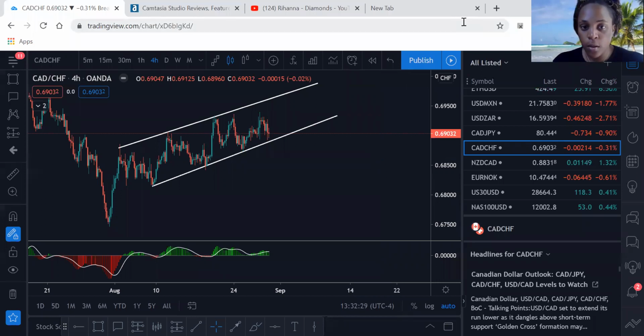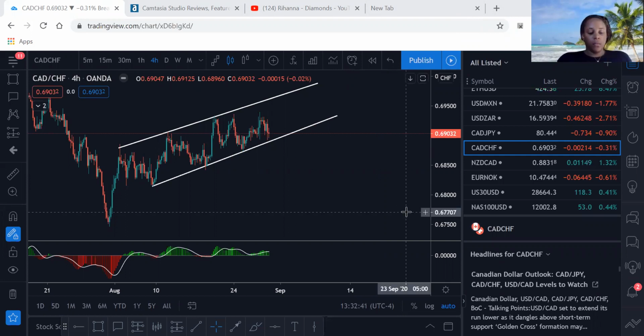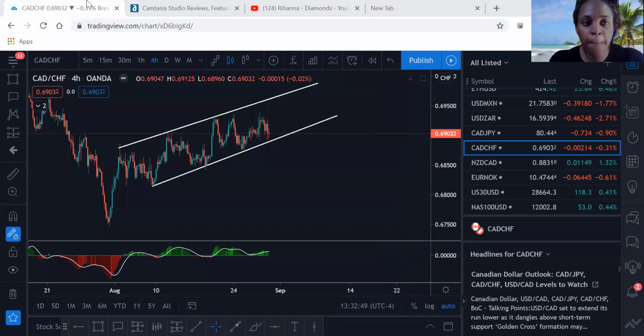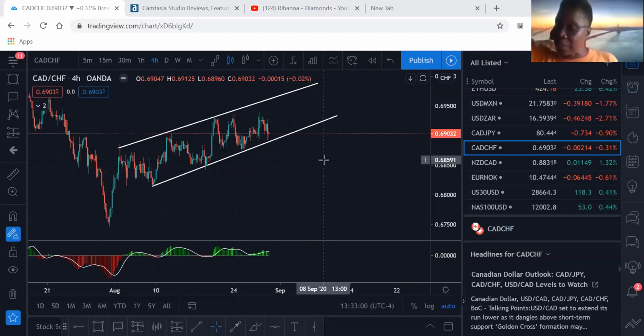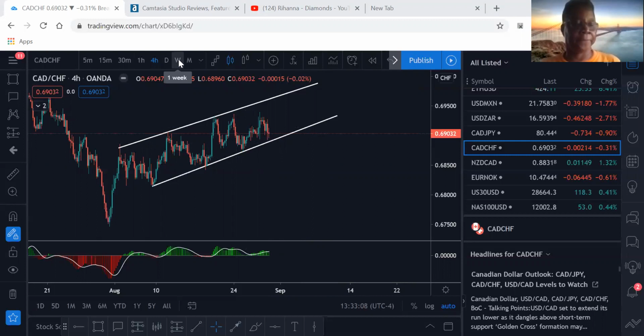Where do you expect? Yes, Alex. Where do we expect CAD-CHF to go long term? Upward channel, it will break to the downside, retest, and then continue downward. Exactly. There we go.